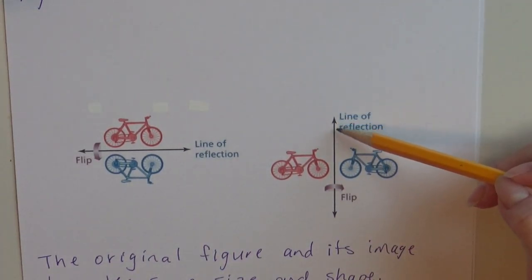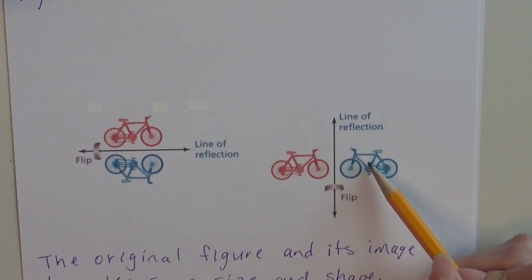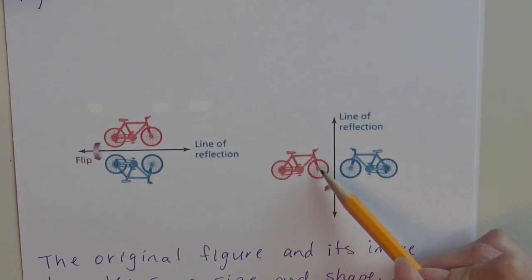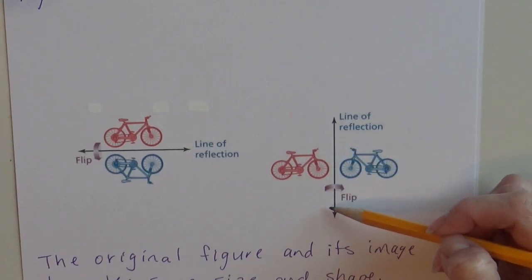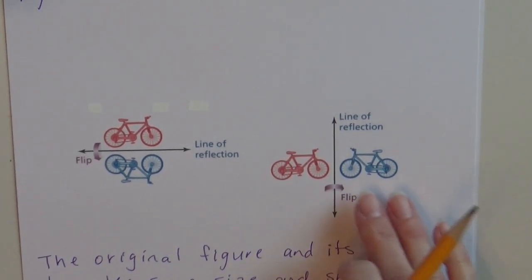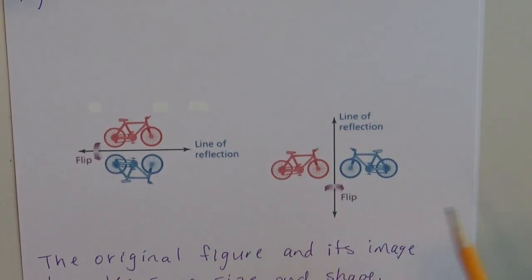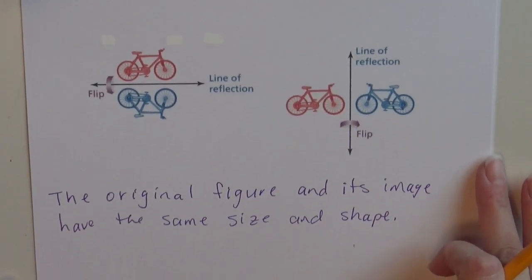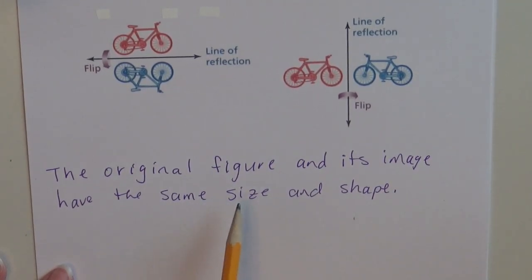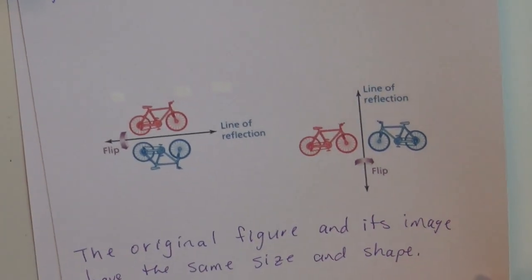Over here we've got a vertical line of reflection, and you can see how the blue and the red are mirror images of one another across this vertical line. And you also see how the blue one has been flipped from the red one, so it's like it turned it around backwards. With a reflection, the original figure and its image have the same size and shape. Alright, so that's the concept. We're going to look at some examples.